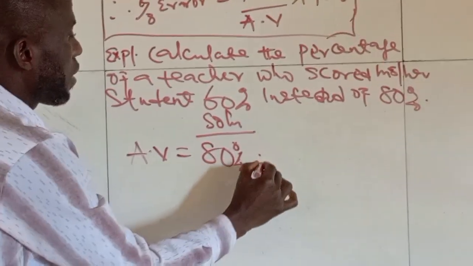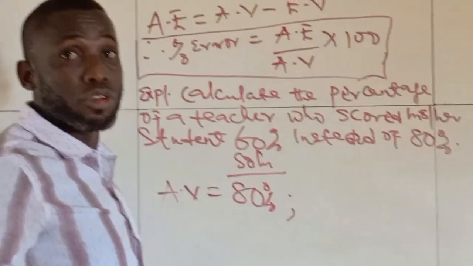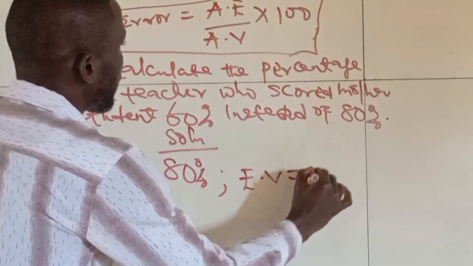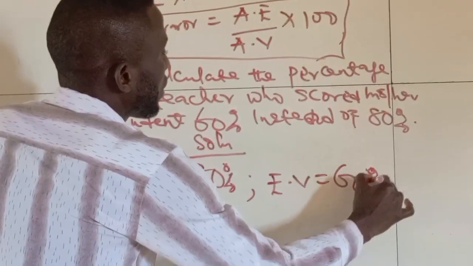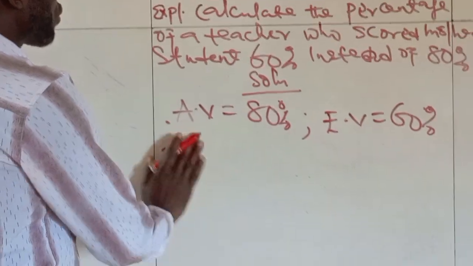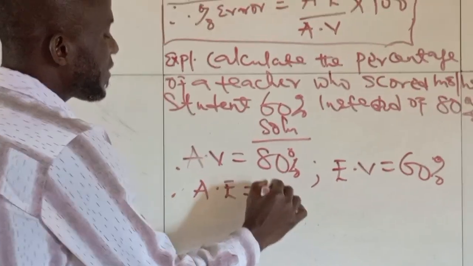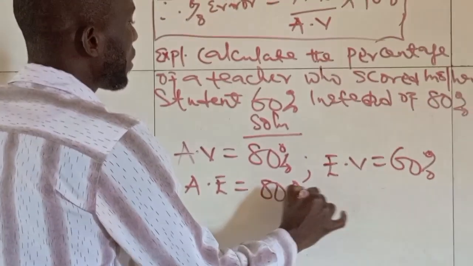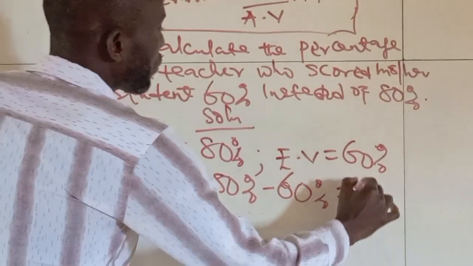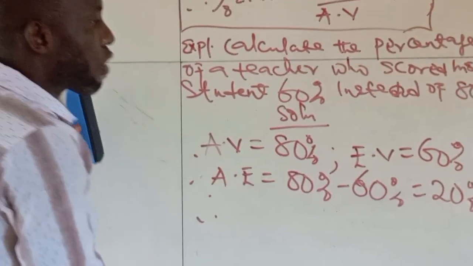And then the estimated value, which is what the teacher estimated erroneously, that is EV, is 60%. So therefore, the absolute error committed by the teacher is 80% minus 60%, which is going to give us 20%. So therefore, now what is the percentage error?